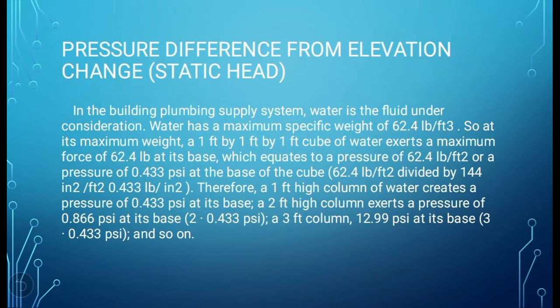Therefore, a 1 feet high column of water creates a pressure of 0.433 psi at its base. A 2 feet high column exerts a pressure of 0.866 psi at its base, because 2 times 0.433 psi. A 3 feet column, 1.299 psi at its base, 3 times 0.433 psi, and so on.